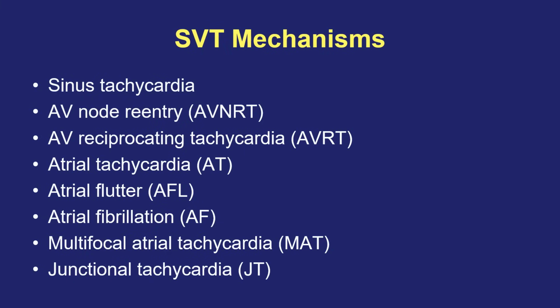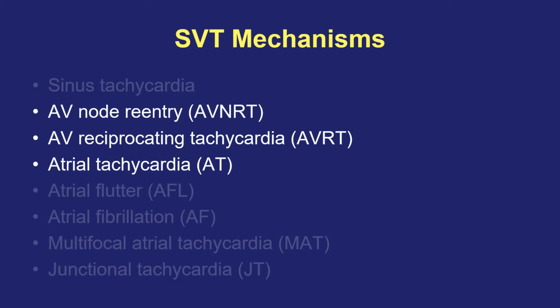The last one, junctional tachycardia, is often distinguished from the others because it usually starts with a narrow QRS rather than with an atrial event, and it is not that common as well. And there are maneuvers that can distinguish junctional tachycardia from some of the others. But the main three SVT mechanisms that can be the most challenging to distinguish from each other are AV node reentry, AV reciprocating tachycardia with an accessory pathway, and atrial tachycardia.